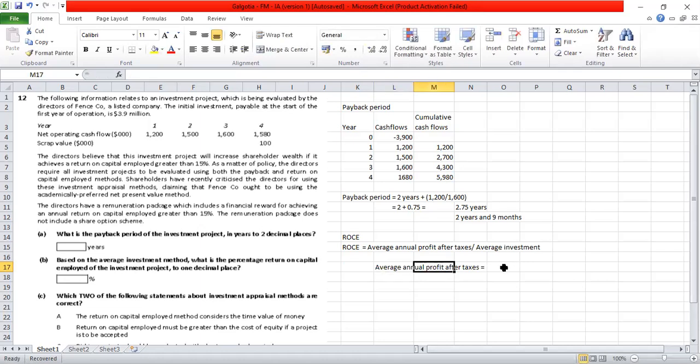So now we have to write what is the average annual profit after tax. The question has the cash flows given, not the profits. So here, what we are supposed to do is calculate what is profit after tax.